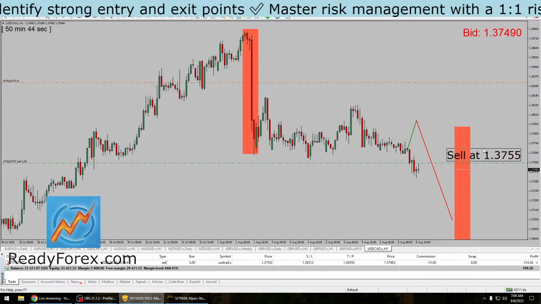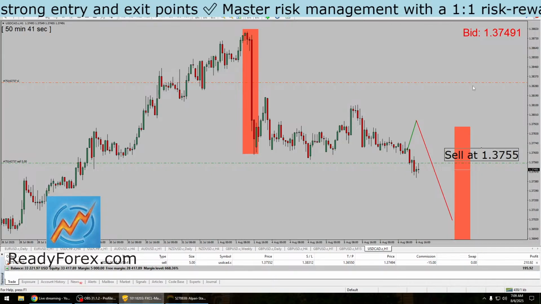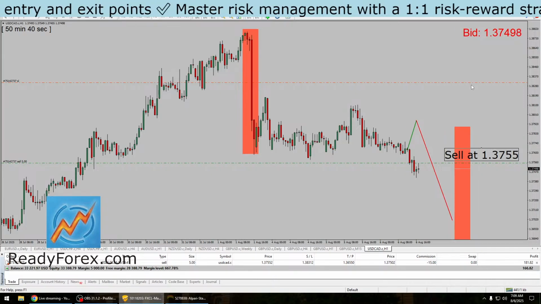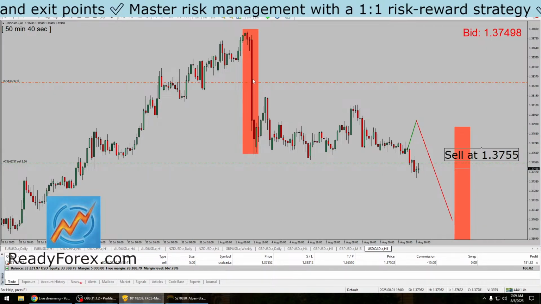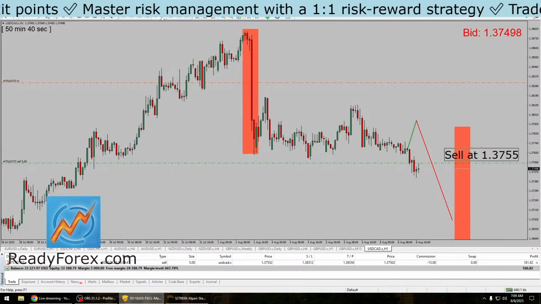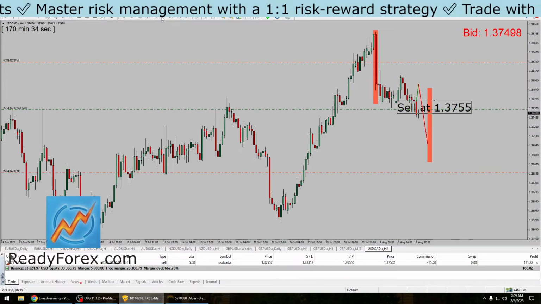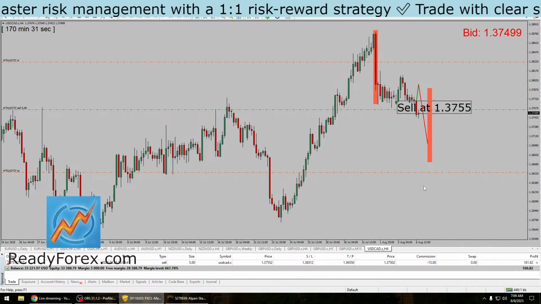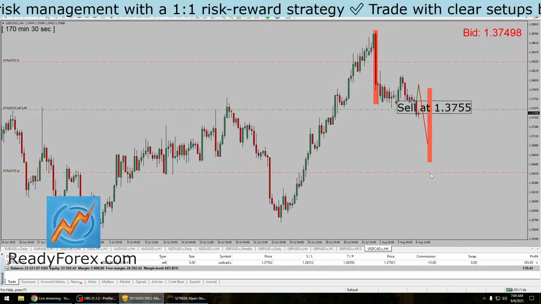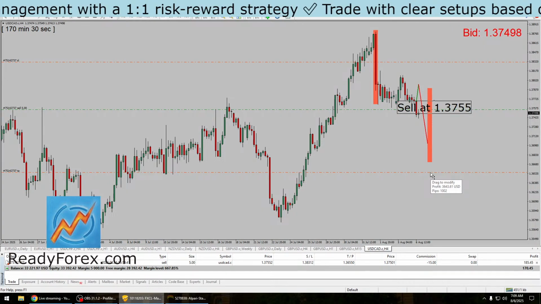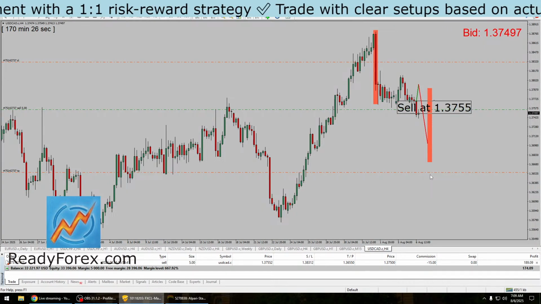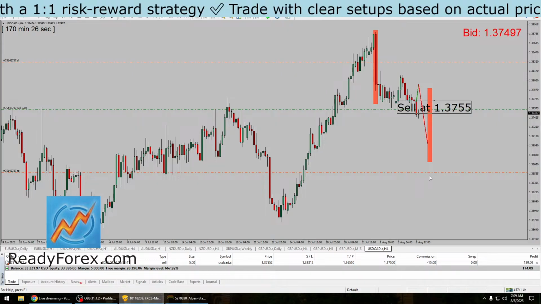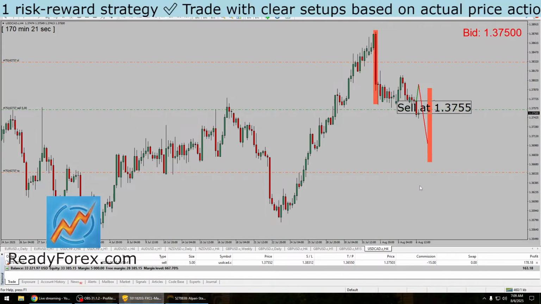I have a stop loss up there around 1.3831. The take profit level is down over here. Let me change the time frame. So the take profit level is down over here around 1.3655 inside the US dollar versus Canadian dollar currency pair.